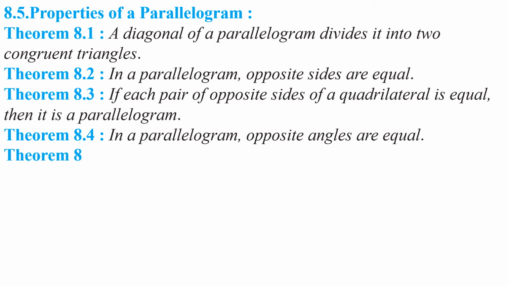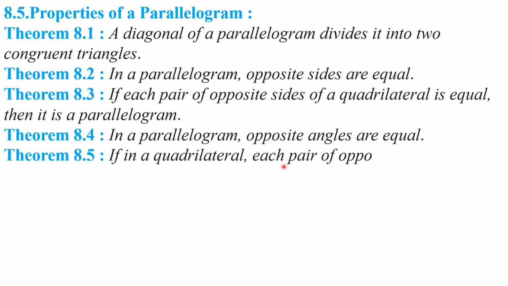Now come to the next property of a parallelogram. It is also given as the statement of theorem 8.5. If in a quadrilateral, each pair of opposite angles is equal, then it is a parallelogram.